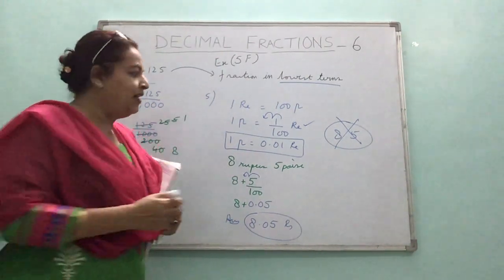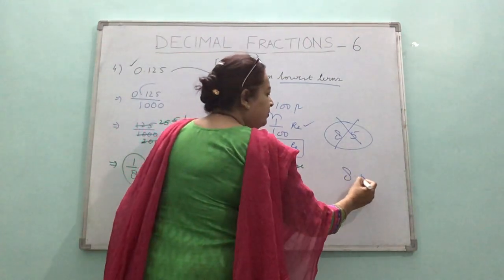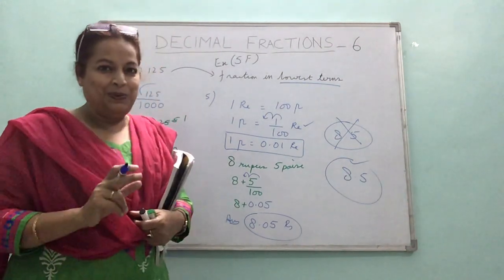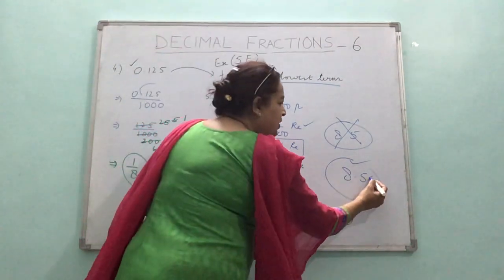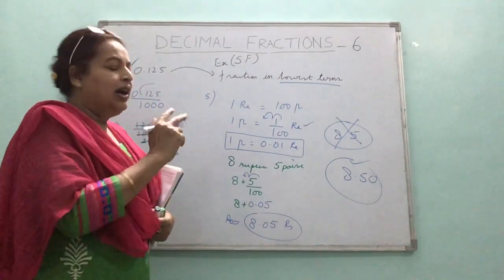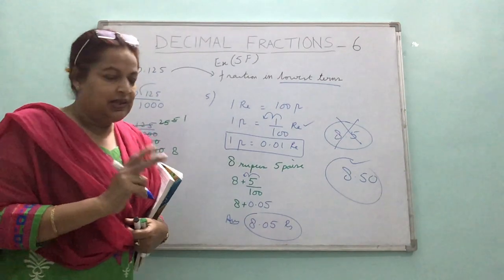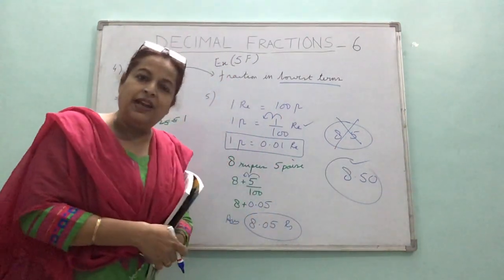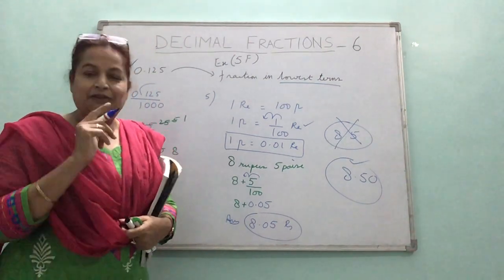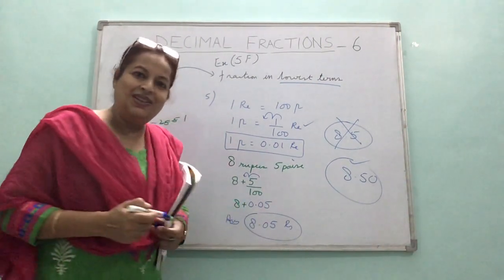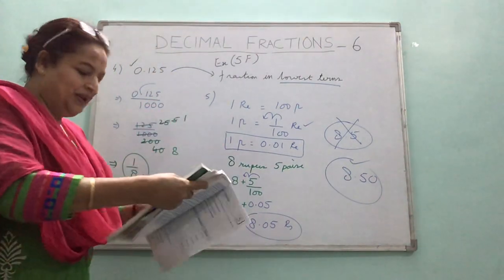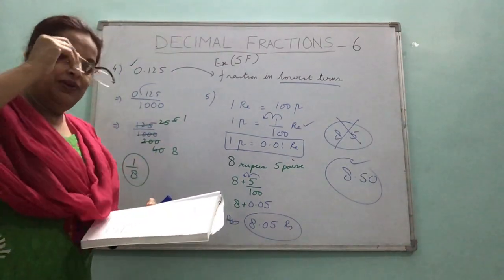0.05 means 5 paisa, and if it is this, it means 50 paisa. 8 rupees 50 paisa, because we can easily add the zero after the decimal. It doesn't make any difference, and always paisa should have 2 decimal places. So I put 0. Now how do you read it? 8 rupees 50 paisa. So 8.5 is 50 paisa, and for 5 paisa it is 8.05. Right, children? Clear, any problem? Okay, no problem. Let's do 1 or 2 more questions.